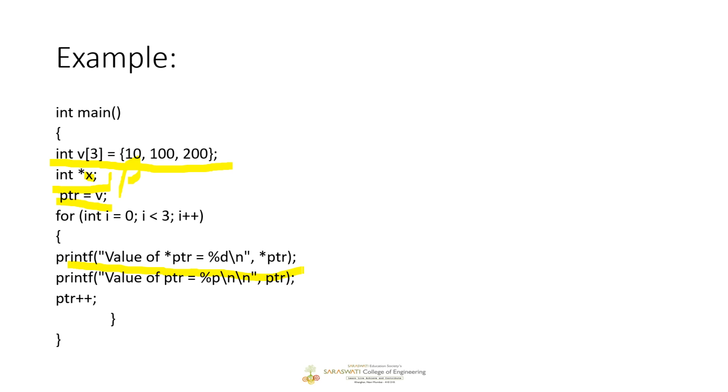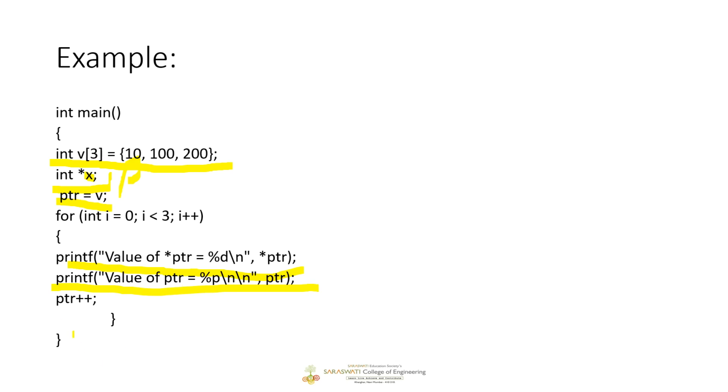So where is the pointer pointing? Right now the pointer is pointing to the first element of the array. So this will print the value at the address of the first element, which is 10. And the next printf function will print the value of ptr. What is ptr holding? ptr is holding the address of the first element of the array.